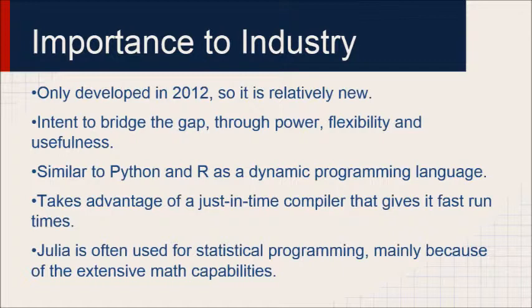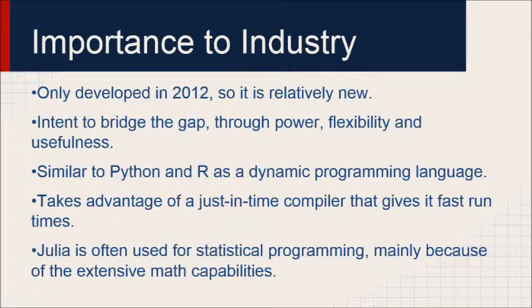As Julia was only developed in 2012, it is still a relatively new technology. It is in the developmental phase, so support for it is currently limited. Its intent is to try to bridge the gap between high-level languages and lower ones, in terms of giving the user the power, flexibility, and general-purpose usefulness of a Python-like language. In multiple ways, Julia is very similar to Python and R, as they are all dynamic programming languages. It also takes advantage of the just-in-time compiler, which leads to faster runtimes and a more effective process.